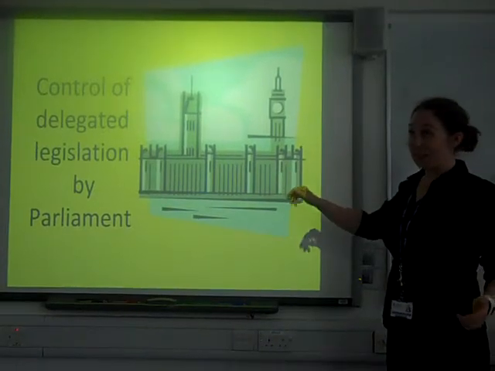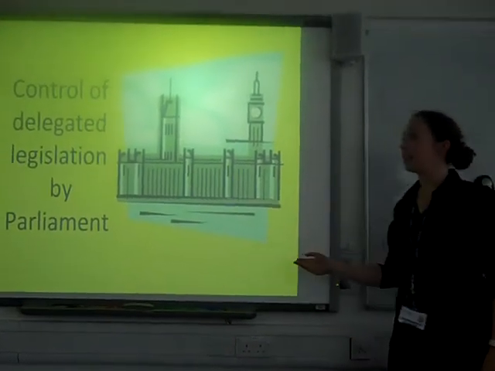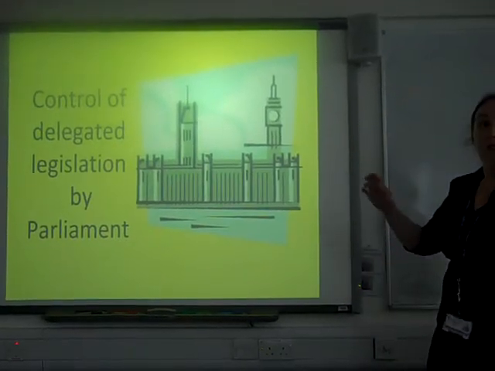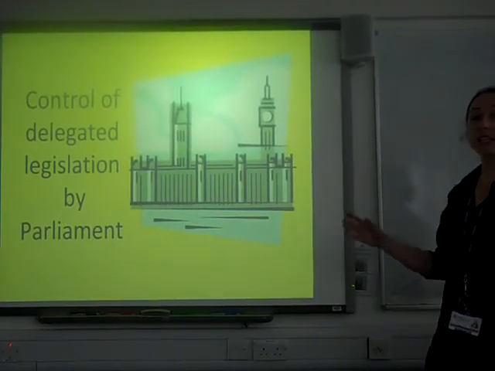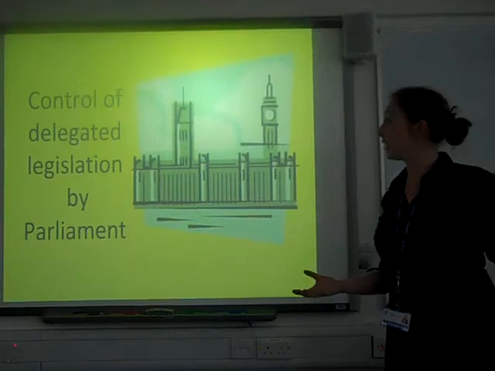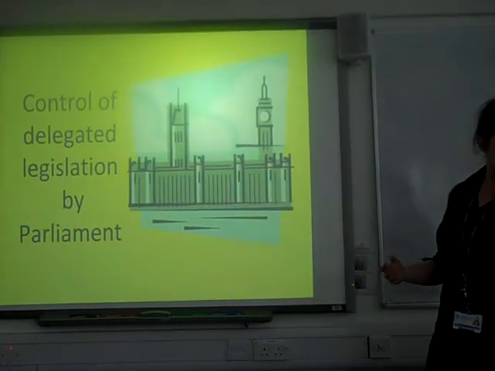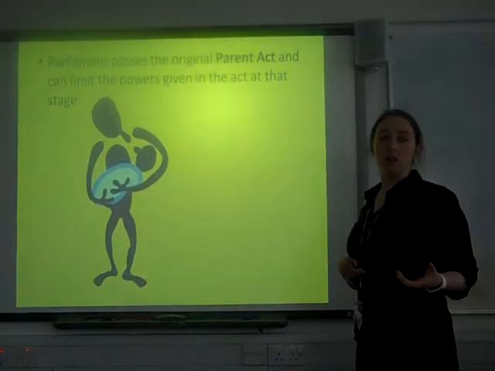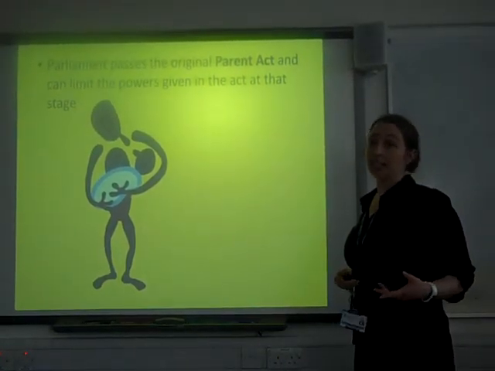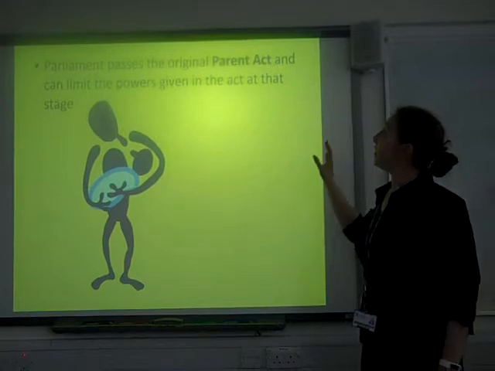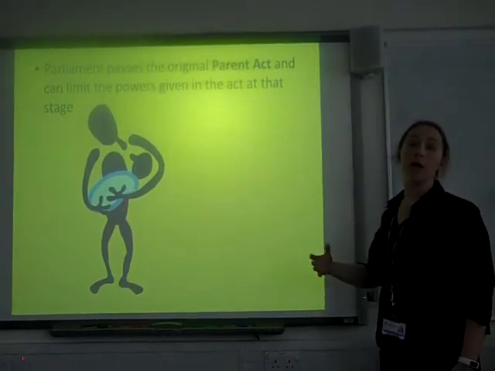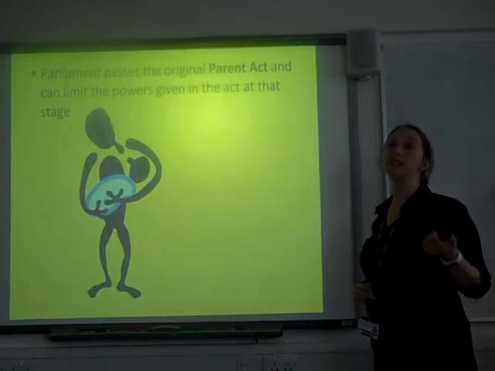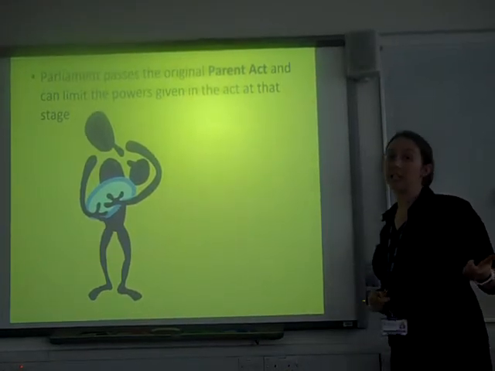So, in this video we're going to have a look at control of delegated legislation, first of all controlled by Parliament. There are a variety of ways that Parliament can control the way that delegated legislation is made. First of all, we have the Parent Act. So we know that every piece of delegated legislation requires a Parent Act, and this can limit the amount of power that is given away at this stage. It says who has to be consulted and the way that the delegated legislation is made.